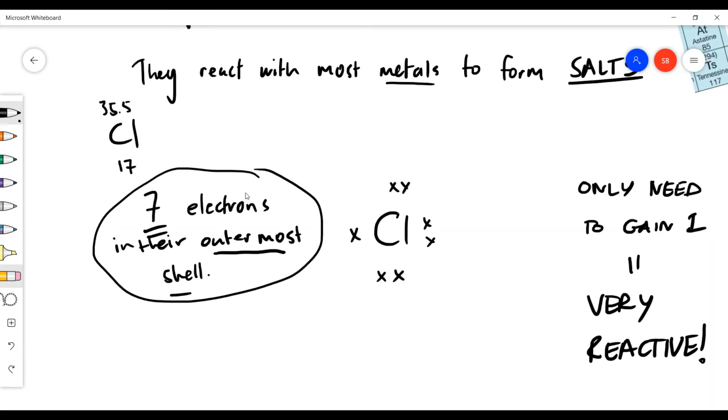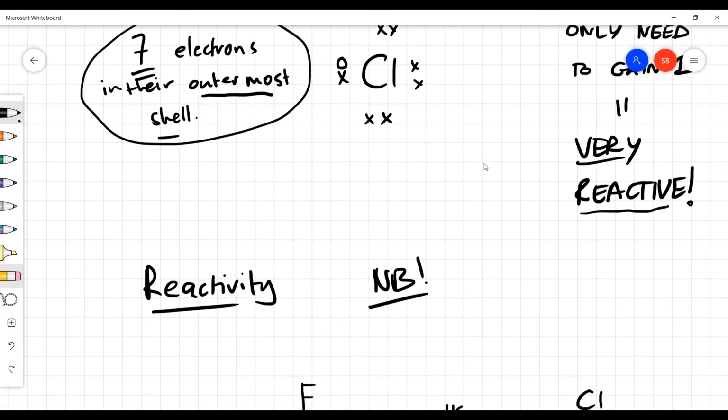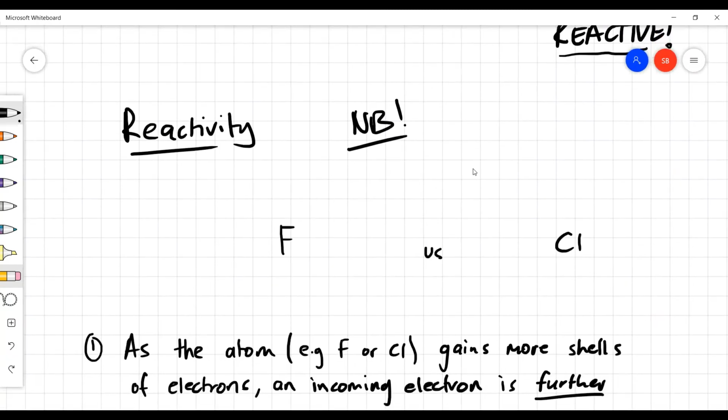Beautiful. So you count up all the electrons, you draw your nice little map, and the outer ones I've drawn over here, and you can see they are 7. So they just need one more space to fill and complete their outer shell, to complete the 8 octet rule. So they only need one more, and this is the reason why they are very, very reactive elements. Okay, so let's have a look at reactivity quickly.